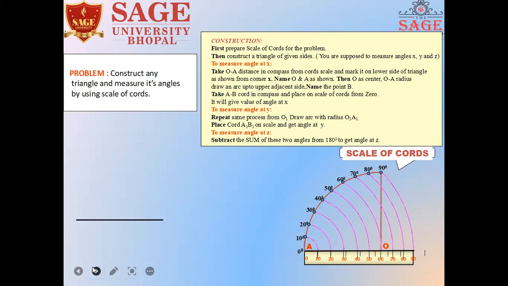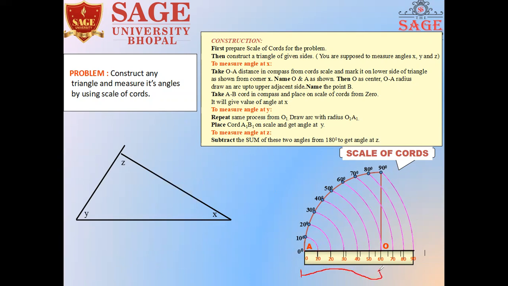Now suppose this one is our triangle. These are the three sides of the triangle, X, Y, Z: one is XZ, another is ZY, and the third is YX. The lengths can be 5 centimeters, 6 centimeters, 10 centimeters, whatever you want to take. Now take the OA distance in the compass from the chord scale. This O2A is the scale of chord.